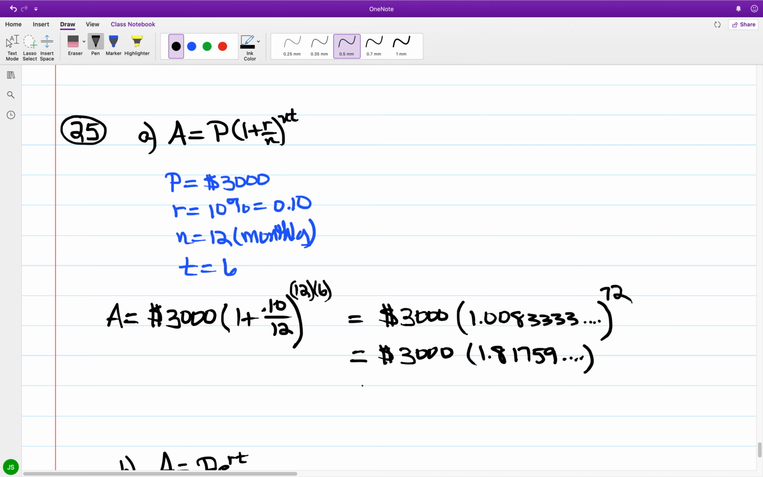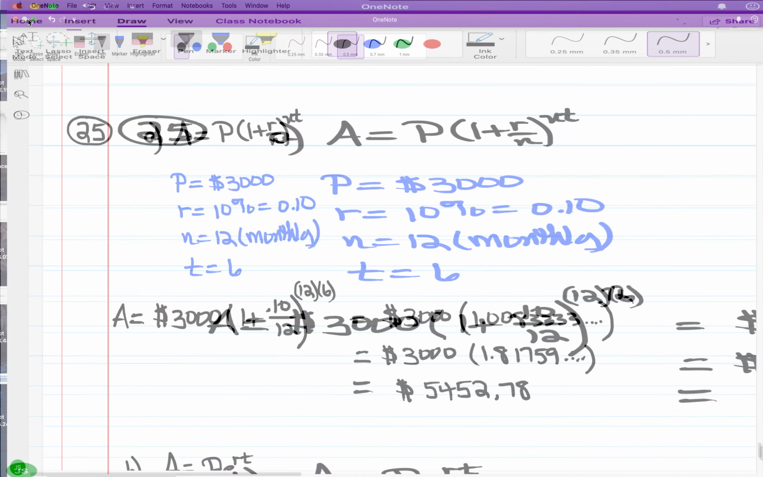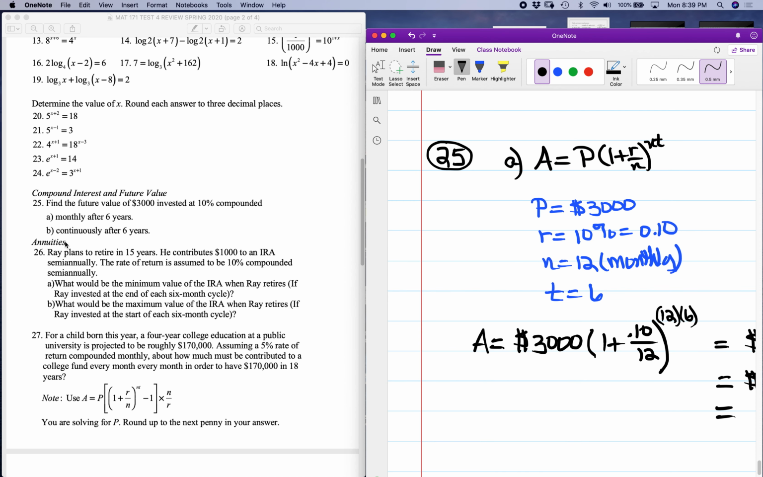So after 6 years, the amount of $3,000 under these conditions will grow to about $5,452.78.